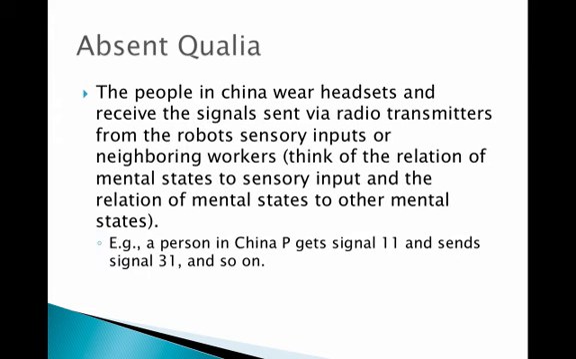Well, the people in China wear headsets, and they receive signals sent via radio transmitters from the robot sensory inputs or neighboring workers. Think of the relationship of mental states to sensory input and the relations of mental states to other mental states. So a person in China, P, gets signal 11 and sends signal 31 according to certain rules, whatever. All right. So the people in China are acting the same way the neurons in regular Carl's brain would act. They get a signal, and then based on certain rules, they send the signal. And based on what the signal is and who it's from and the rules, they'll either send it to the person to the left or the right or in front of him or whatever, all right? So it'd be like a headset dance party.